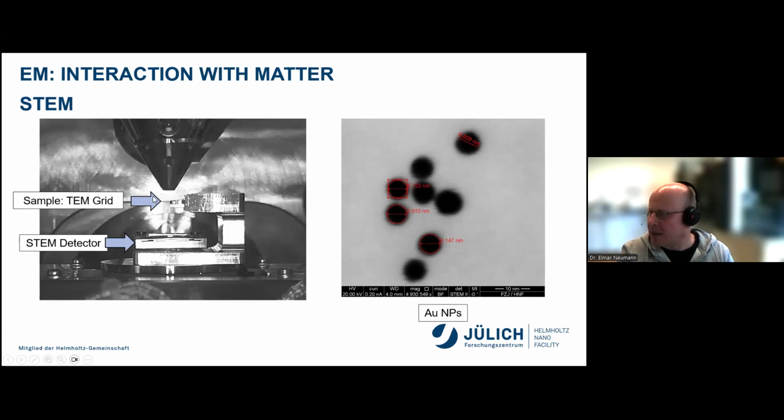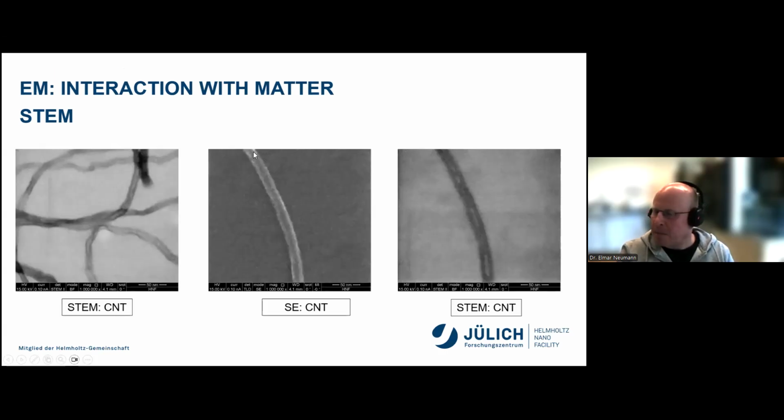And here you can see a commercially available sample of gold nanoparticles on a filmed TEM grid. We will see this a little later. Here is another STEM image taken from carbon nanotubes. This here in the center is a normal regular secondary electron image, top down, and here one clearly sees that they are hollow, that you can see the walls of this carbon nanotube in the STEM mode.